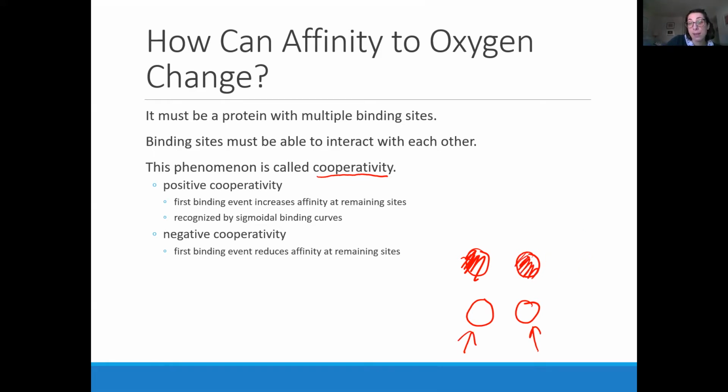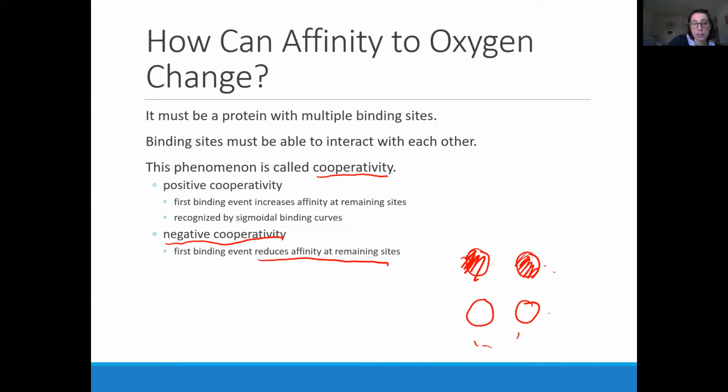Now, what will happen yet again is that the binding of this second site will affect the 2 others around, causing them to have a little bit less affinity maybe for the ligand. This is called negative cooperativity. This is where the first binding reduces the affinity of the remaining sites.